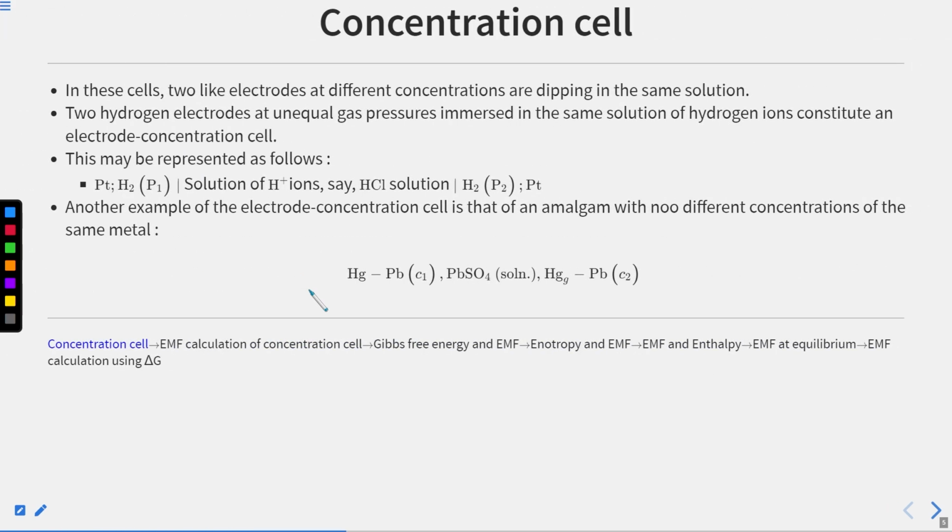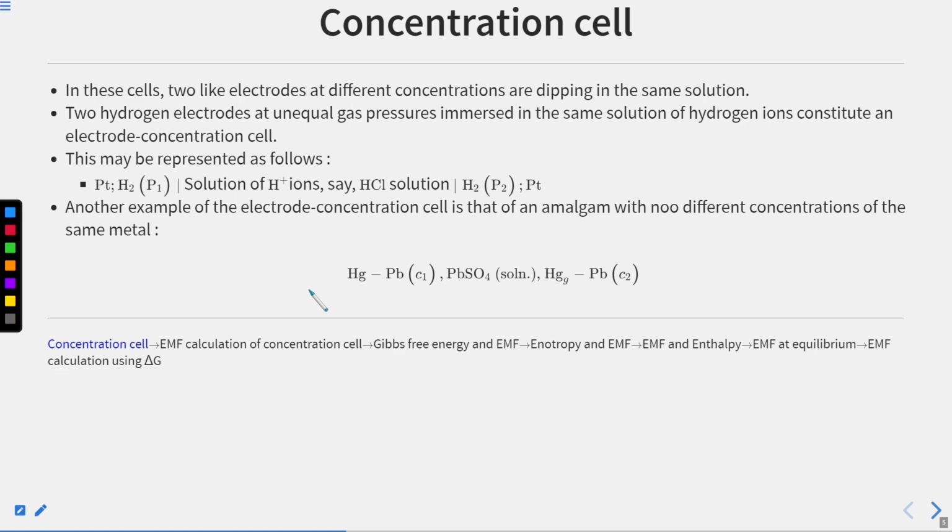First of all, we will start with our concentration cells. So what are concentration cells? Concentration cells are those in which both the electrodes at different concentrations are dipping in the same solution. Now how will we change the concentration of electrodes? Because I have said earlier that we are taking metals as electrodes and the metal concentration will always be 1, as metals are pure elements.